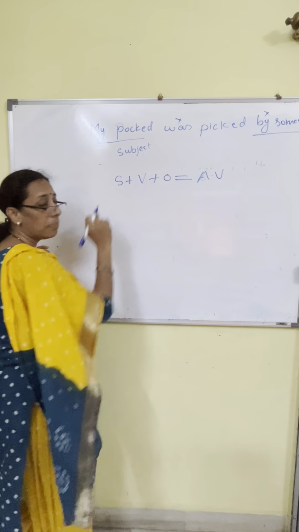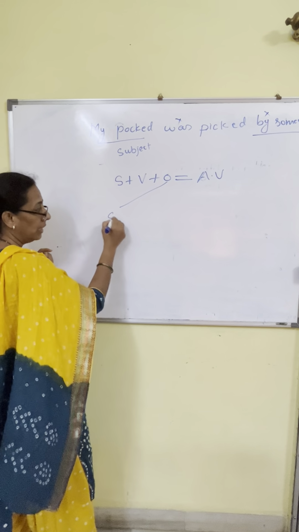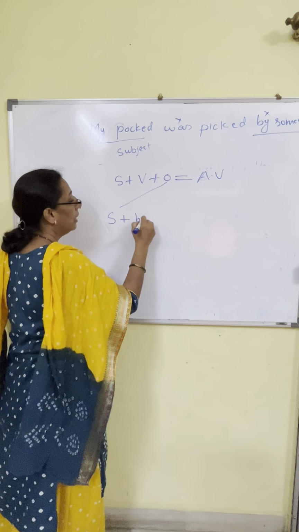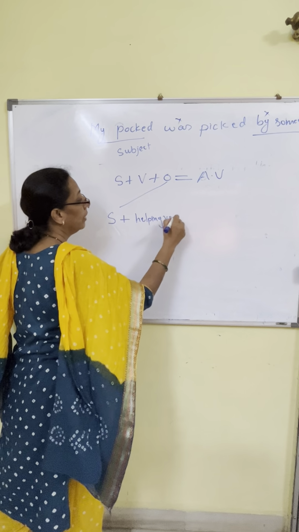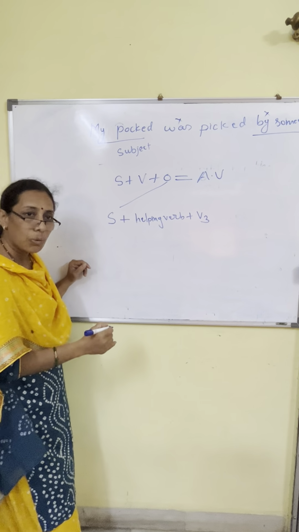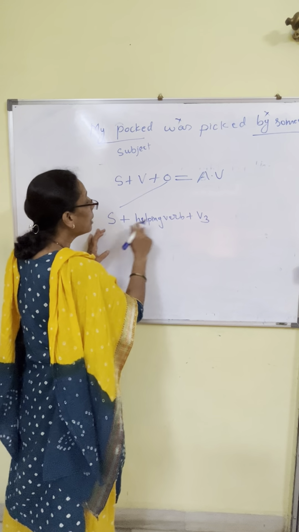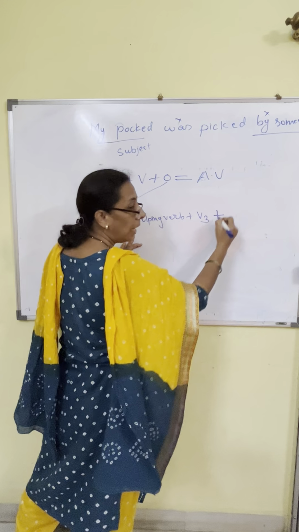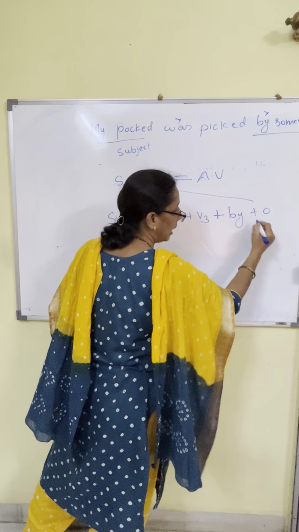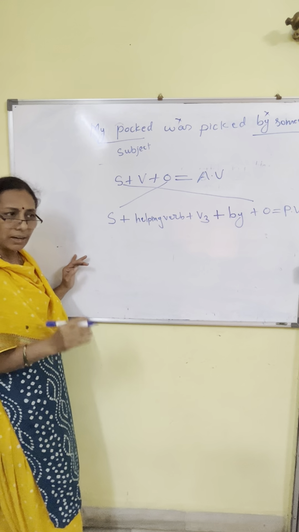Now how do we write passive voice sentence? So in passive voice, the object becomes subject. Subject plus, then we have this helping verb. Then you are writing third form, V3, third form of the verb. So picked, third form is picked only. So the subject plus helping verb plus V3 plus by, and then this subject will become object is equal to passive. Got it? Clear? Understood?